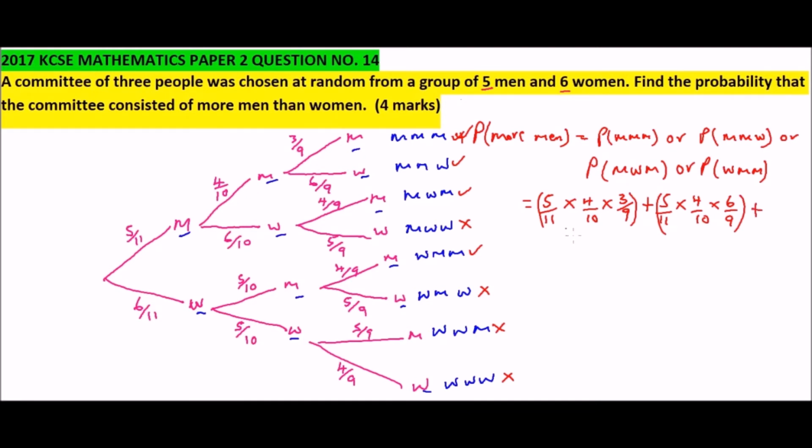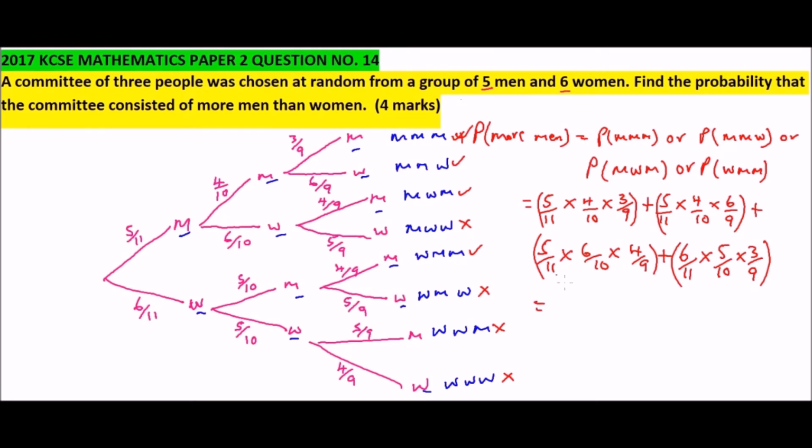Plus the other probability is this branch, the third one. So it is 5 over 11 multiplied by 6 over 10 multiplied by 4 over 9, plus the last one, this branch, where we have 6 over 11 multiplied by 5 over 10 multiplied by 3 over 9. So those are the probabilities. You can put the bracket here. So of the three options that we have identified, where the committee can have more men than women.